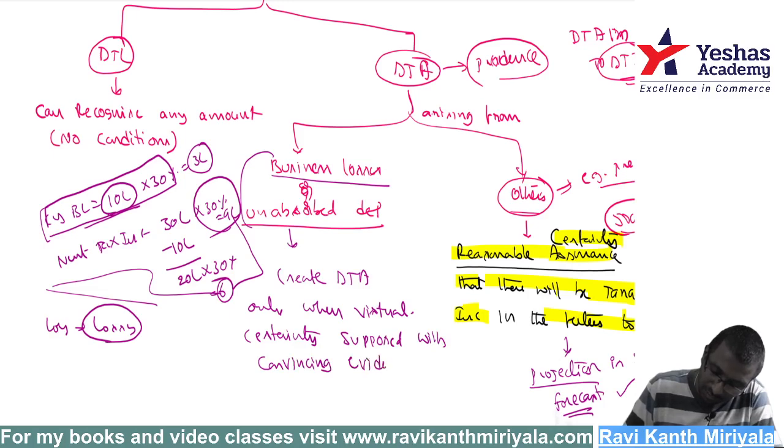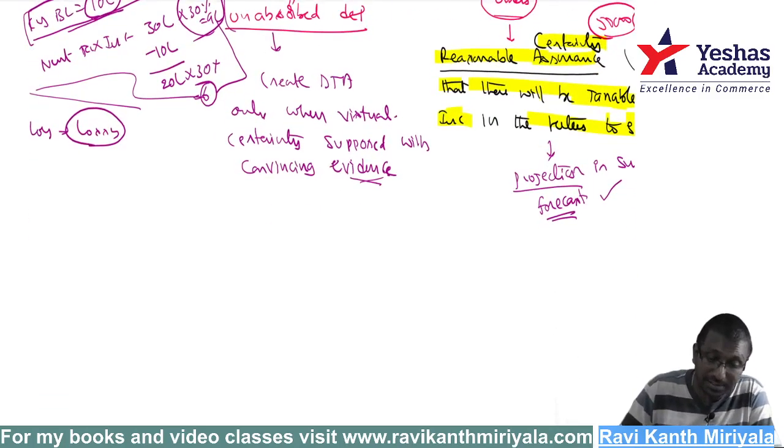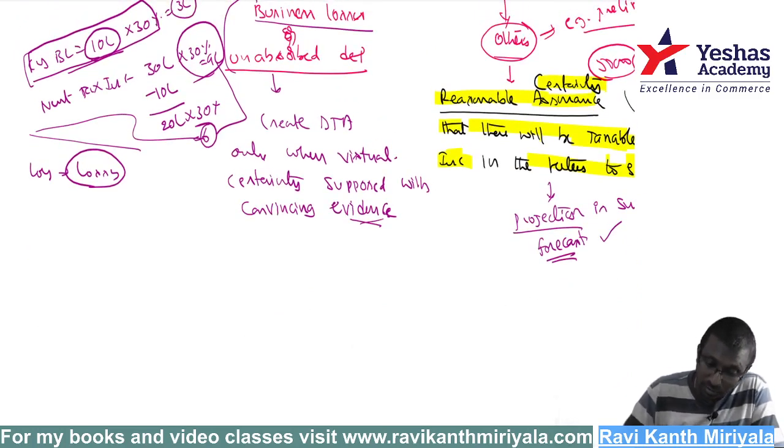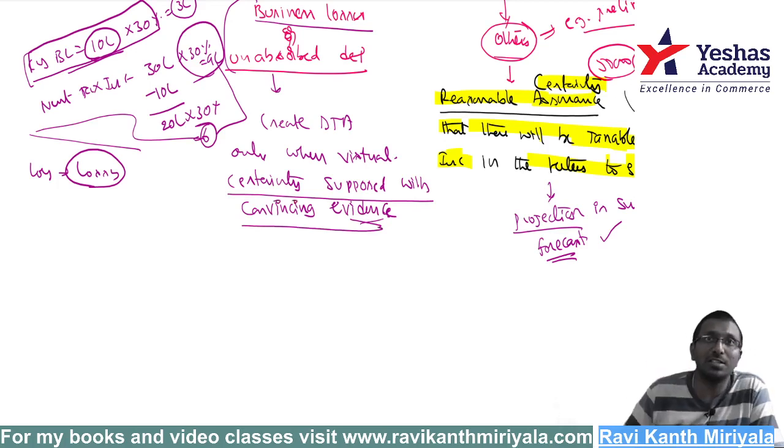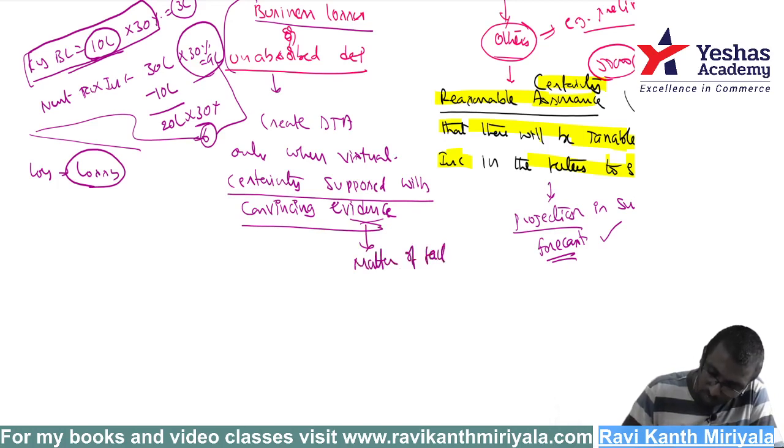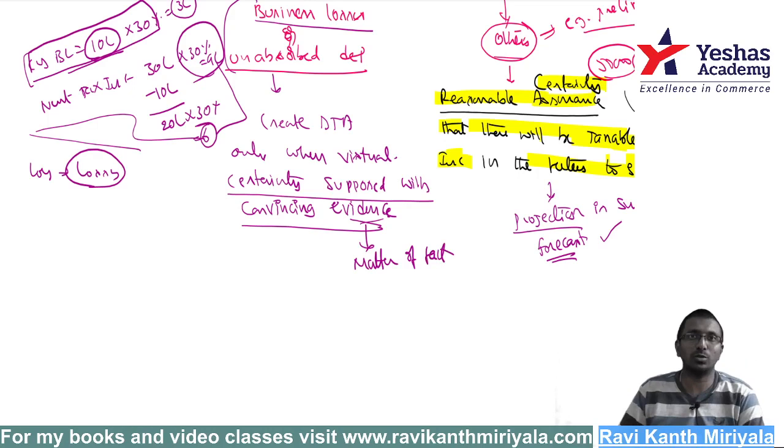Virtual certainty supported with convincing evidence. I need evidence. Virtual certainty, right? If you give me the convincing evidence, it is a matter of proof, correct? Now it is a matter of fact. You show me, correct? Now how can I show you, sir?